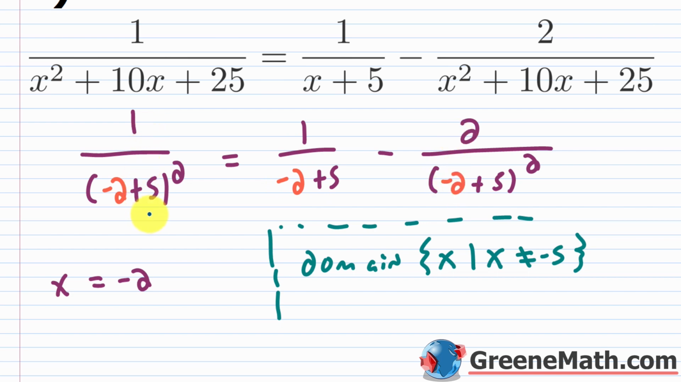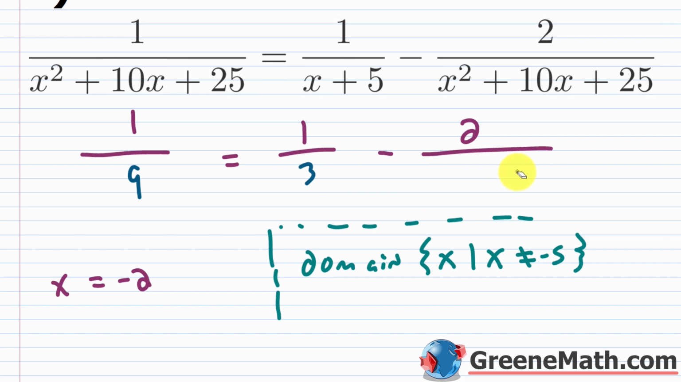So I would plug in a negative 2 here, and then also here, and then also here. So over here, negative 2 plus 5 is 3. So we'd have 1 over 3 squared, which is basically 1/9. So let's just erase this and put 1/9. Over here, negative 2 plus 5 is going to be 3. So let's put 1/3 there. Over here, negative 2 plus 5 is 3. 3 squared is 9. So this is 2/9 here.